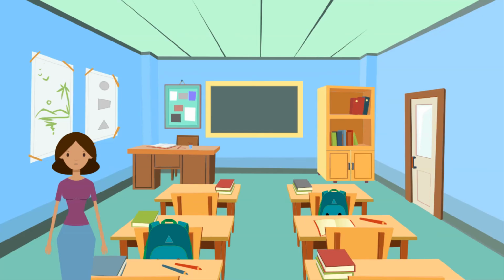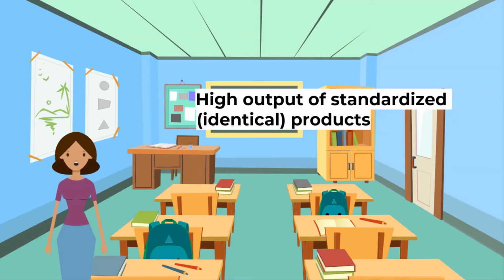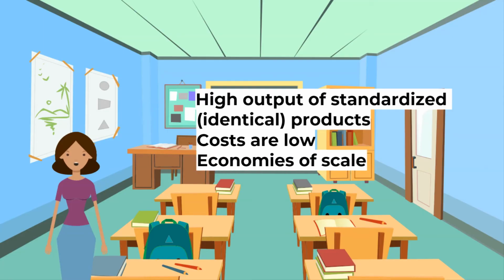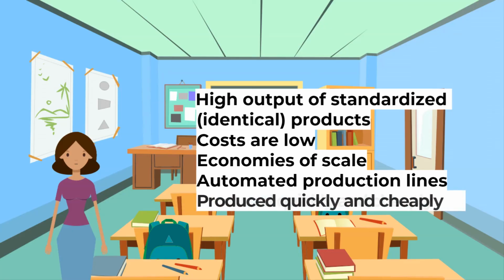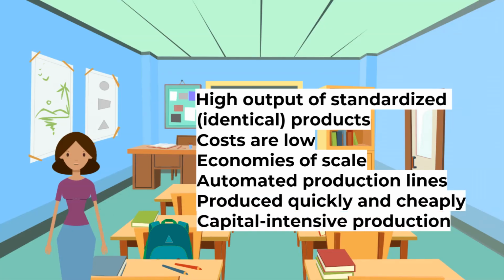Advantages. There is a high output of standardized or identical products. Costs are low in the long run, and so prices can be kept low. Can benefit from economies of scale in purchasing. Automated production lines can run 24/7. Goods are produced quickly and cheaply. It is capital-intensive production, so it reduces labor costs and increases efficiency.